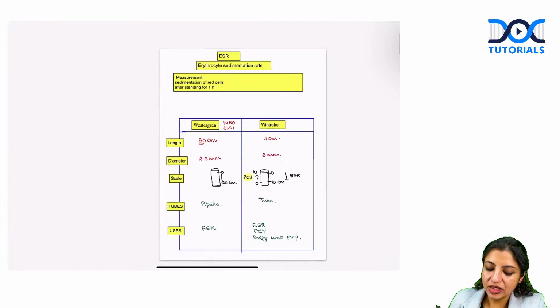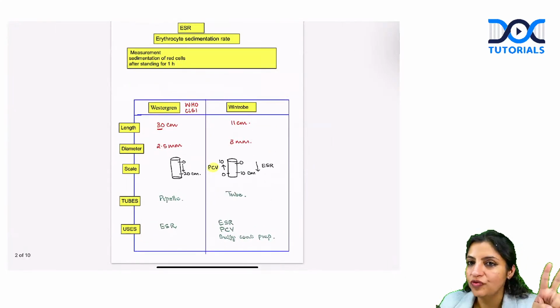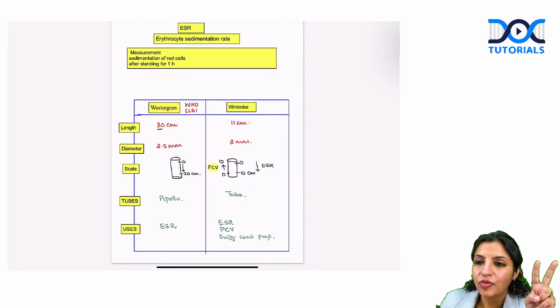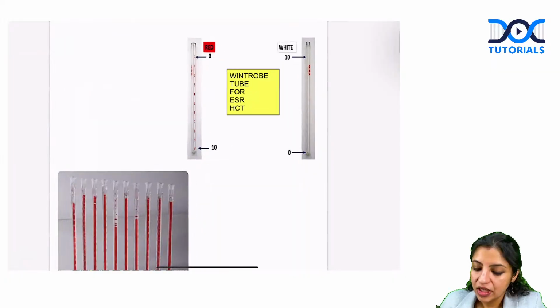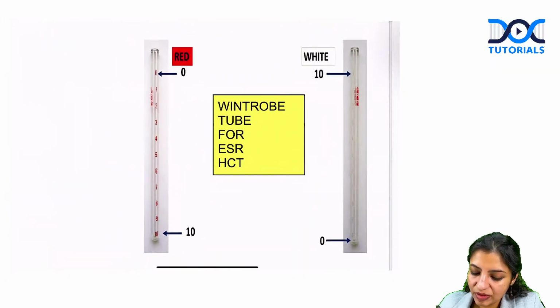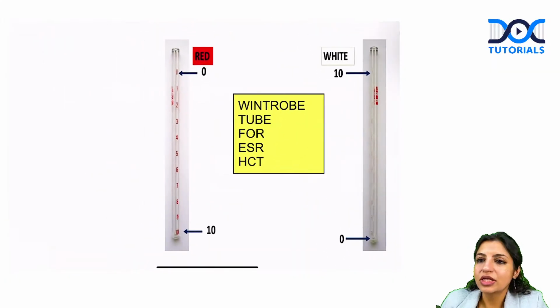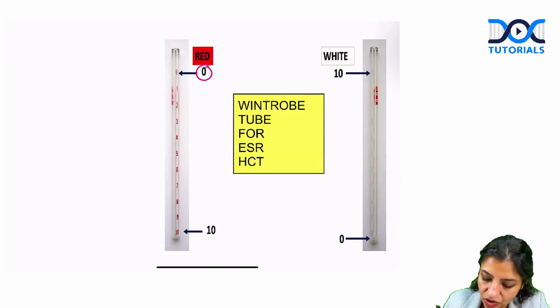Now, once you have written this, you have written the definition, you have written how we can do it. The next important point that you should write is how do we do it and how are they different. So let's look at the tube first. Everybody, can you see this tube here? This is basically a Wintrobe tube. Can you see it has marking from 0 to 10?